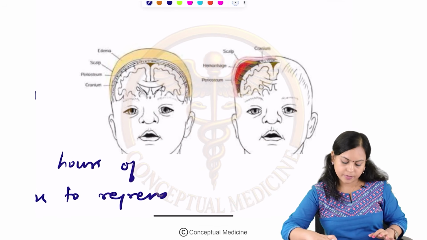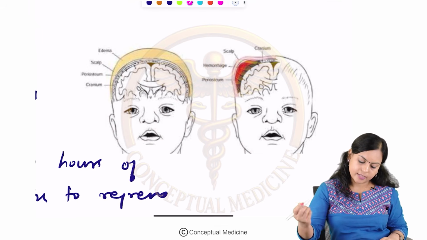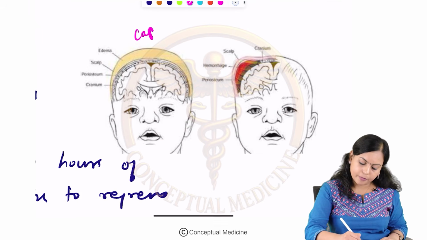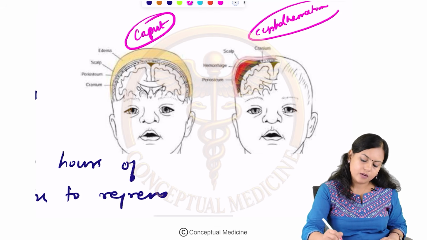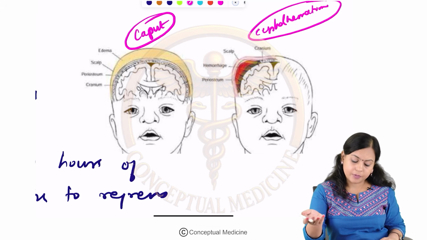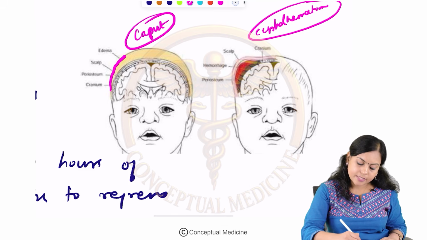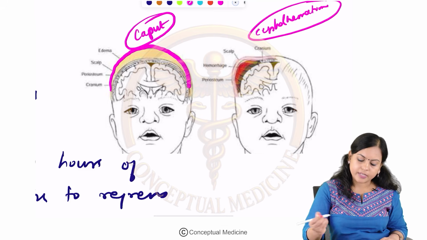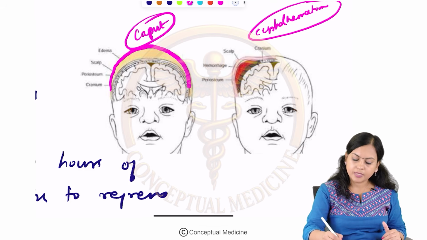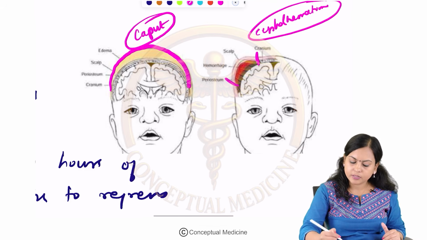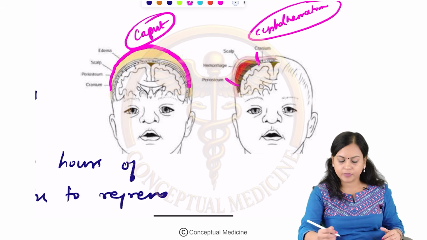So, these are the pictures to understand. This is a caput succedaneum. This is a cephalhematoma. Okay. What is happening in caput succedaneum is the swelling is present throughout the fetal skull. Okay. So, it is crossing the sutures also. But in cephalhematoma, it is limited to one sutural line. Okay.